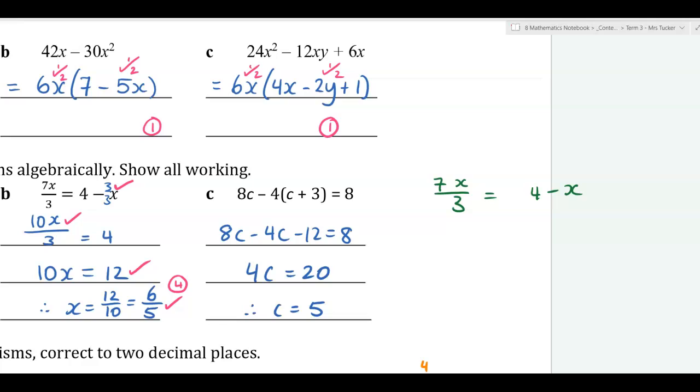The question was, could I just times everything by 3? You can, but you need to times this whole right-hand side by 3. So you need to use a bracket there. And you get 7x equals 12 minus 3x. And then you get 10x equals 12. So x still equals 6 over 5.